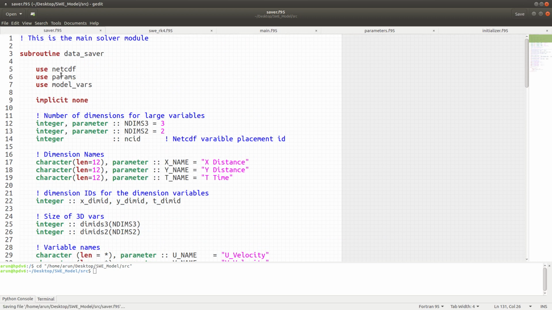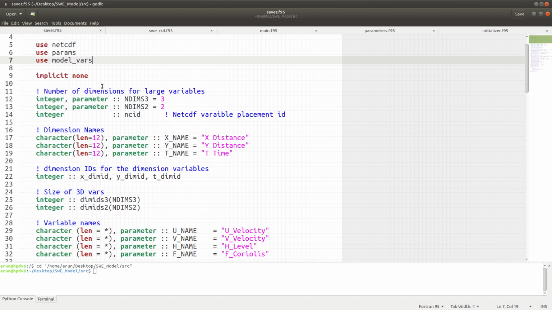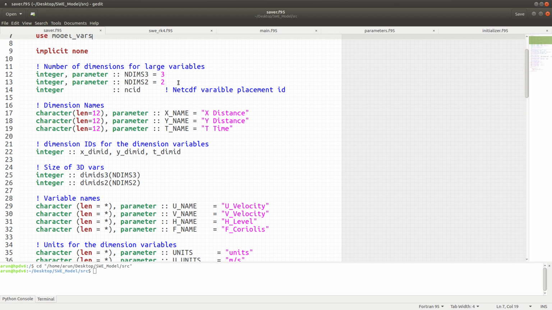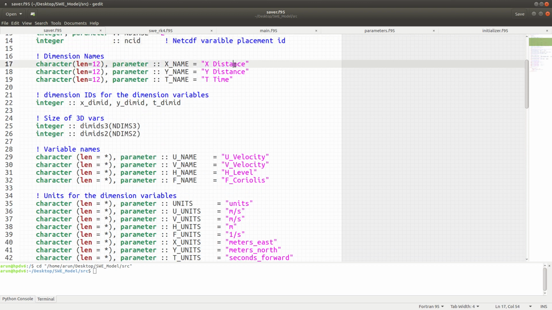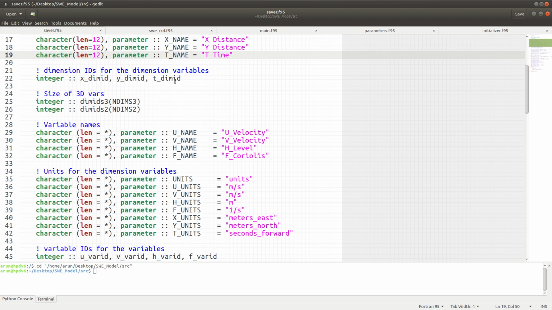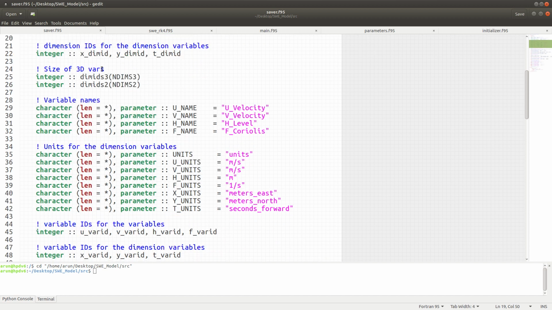What I'm going to do here is call the NetCDF module, which is in the libraries, and this is the parameter module that we defined, and this is the model variable module. Then I'm setting the number of dimension variables over here, and the NetCDF variable placement ID. I'm going to create some attributes for the x direction, y direction, and the time, and then create dimension IDs as such, and some sizes of three-dimensional variables with these two values. This is for three-dimensional variables, and this is for two-dimensional variables.